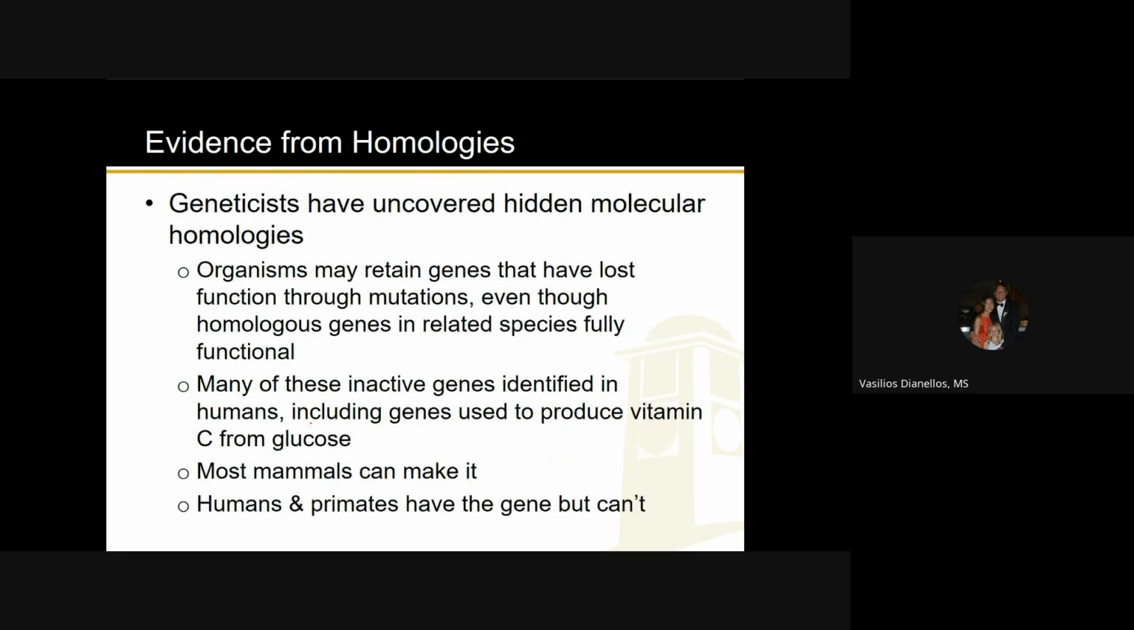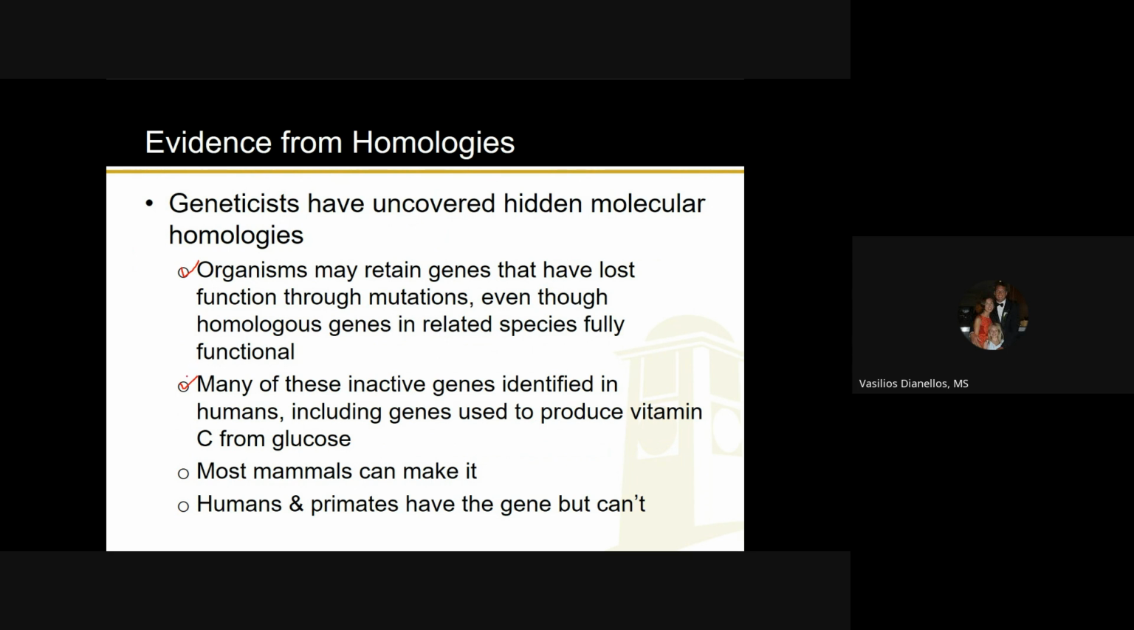All right. Geneticists have uncovered the hidden molecular homologies. So organisms may retain genes that have lost function through mutations, even though homologous genes in related species are fully functional. We've already talked about this. This is the example I've already talked about. So we've already basically talked about this slide.